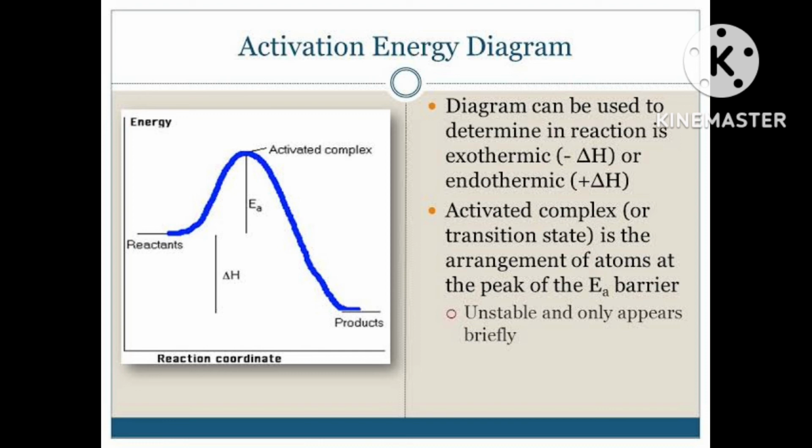PCl5 in equilibrium with PCl3 plus Cl2. Okay, first thing, you have written the balanced equation. Now after that, you have to write the initial concentration. Always write the initial concentration first, and then the second step is at equilibrium, the total number of moles at equilibrium, that you can write.